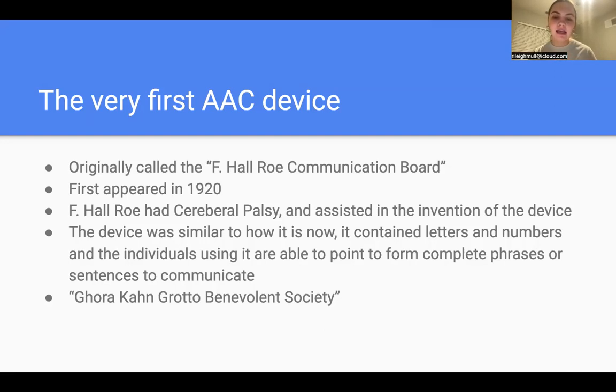The device is very similar to how it is now. It was pretty big. I feel like a lot of AAC devices now are pretty big, the size of an iPad. They contain letters and numbers, and you would point to form little phrases and sentences. Then the Gorakhan Grotto Benevolent Society, I'm sorry if I mispronounced that, was the one that started distributing this communication board in the 1920s.